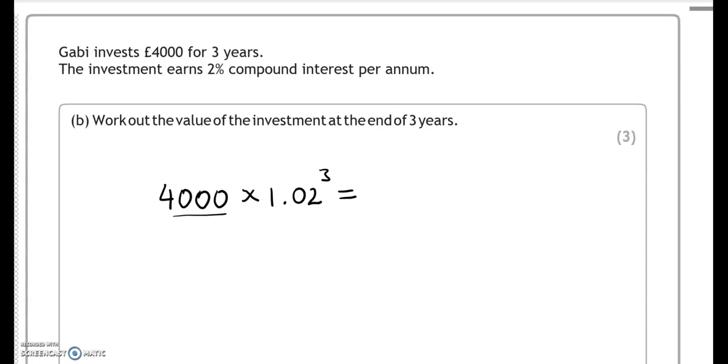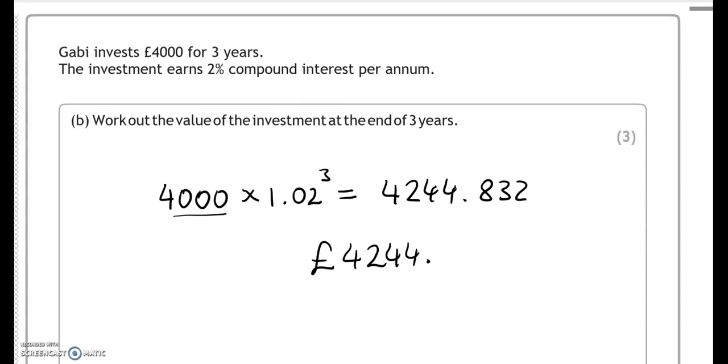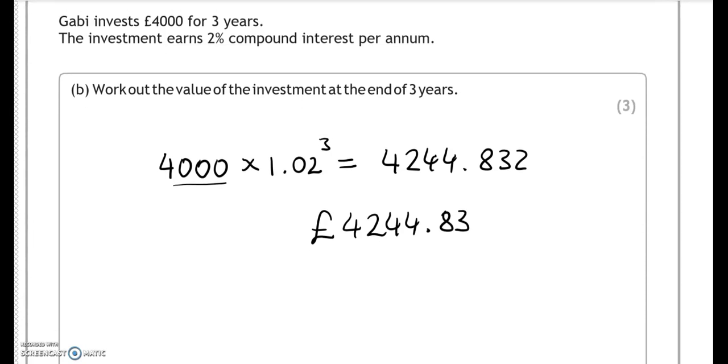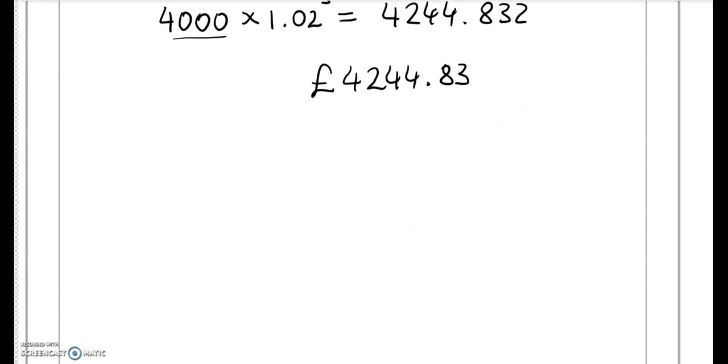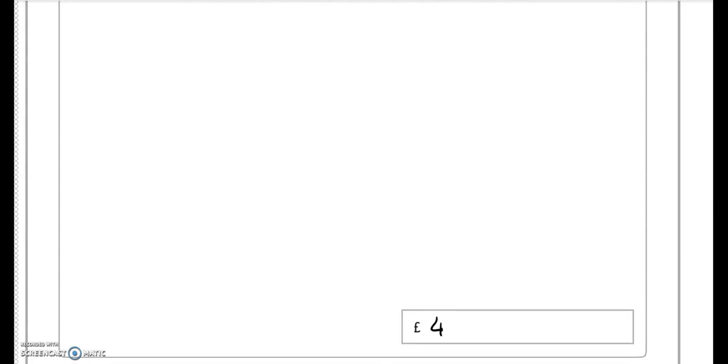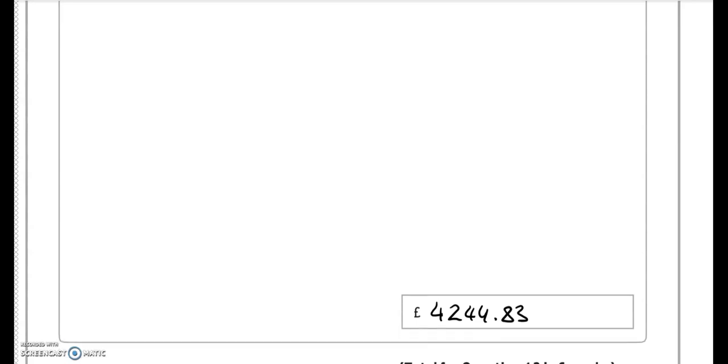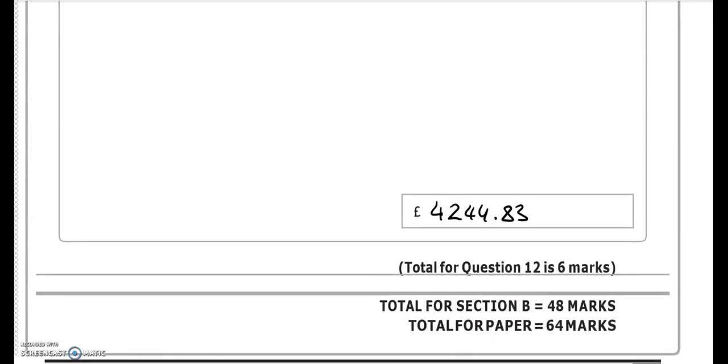And plugging this into the calculator gives us 4244.832. So in terms of money, this is going to be £4,244.83. And this is the end of the paper.